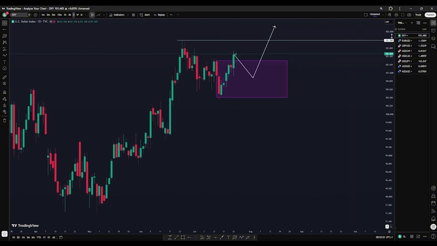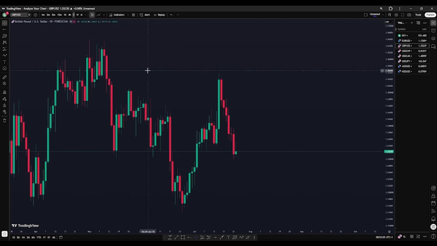So with that in mind, let's move over to pound USD. Now, pound USD, you can clearly see that we are in an opposite structure to the dollar index, which is what we want to see. So the dollar index is bullish. We are going to be looking for this to be bearish, right? So what do we have here? We have a bearish market here because we just broke structure from the bullish side.